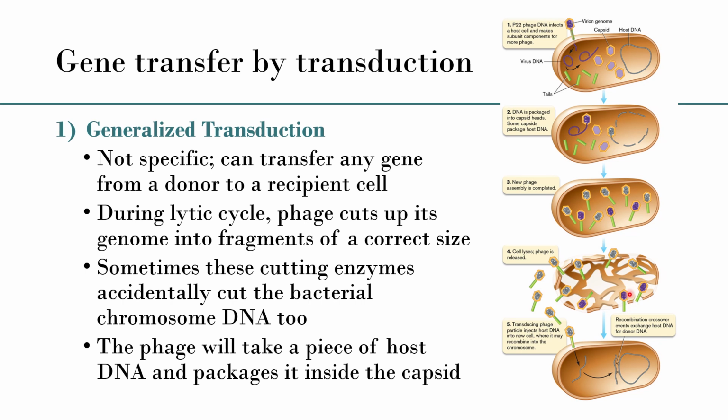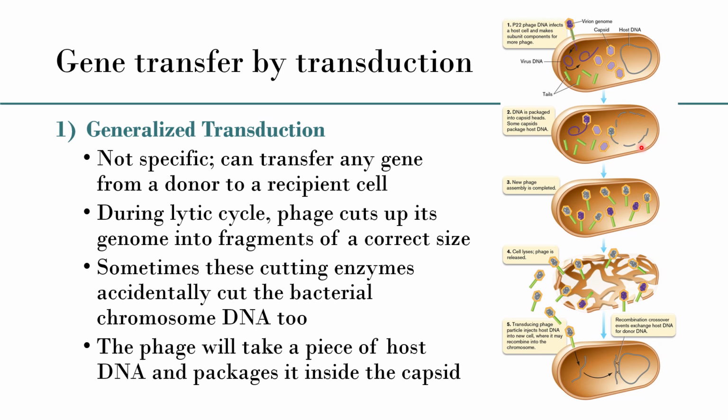During the lytic cycle, when the phage DNA is injected into the bacterial cell, there are also phage enzymes that come in and cut up the viral DNA into smaller pieces. When that happens, these enzymes don't just cut phage DNA, they will often indiscriminately cut DNA, and sometimes they end up cutting the host chromosome. Now, the host chromosome is in small pieces as well.